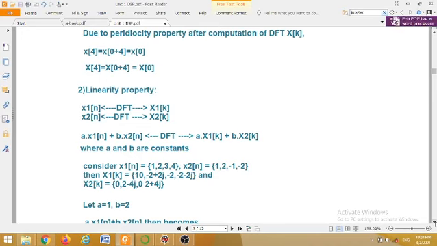Here we can take the sequences x1 of n as 1, 2, 3, 4 and x2 of n as 1, 2, minus 1, minus 2. Already we have found the DFTs for these two sequences, so we can easily write X1 of k as 10, minus 2 plus 2j, minus 2, and minus 2 minus 2j, and X2 of k is 0, 2 minus 4j, 0, 2 plus 4j. We can also consider a equal to 1 and b equal to 2.